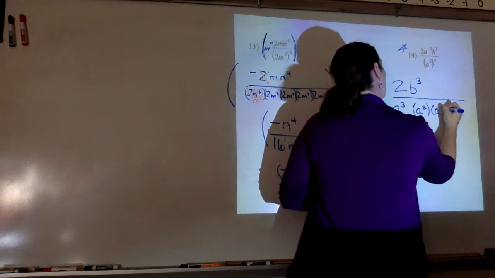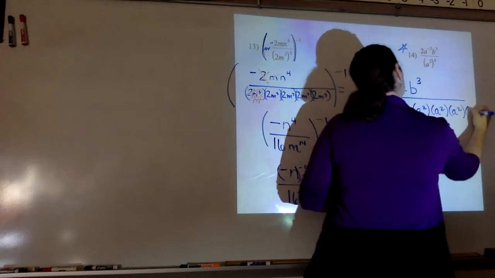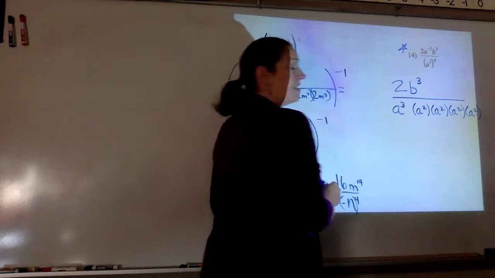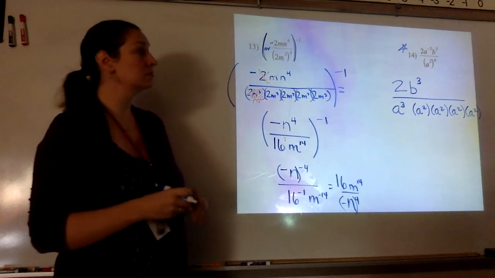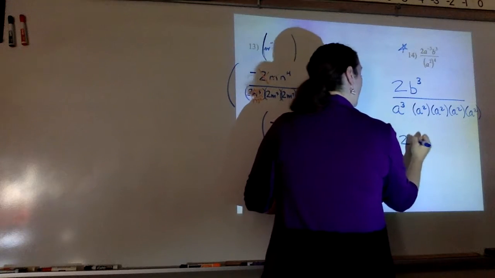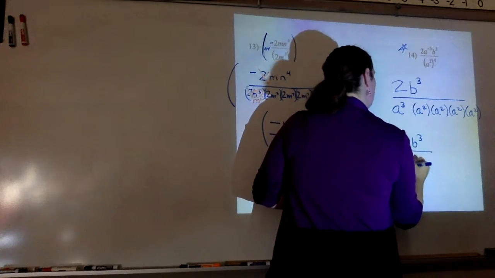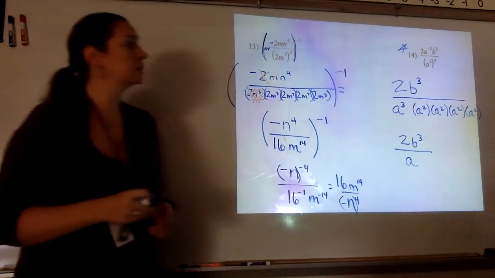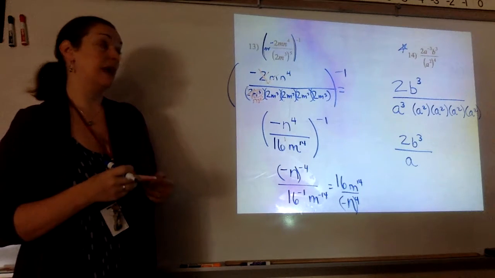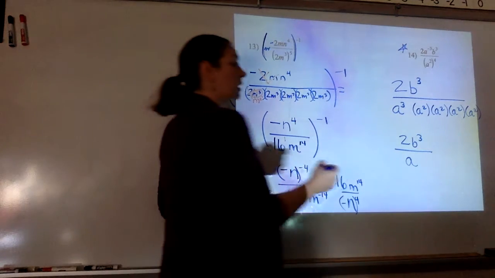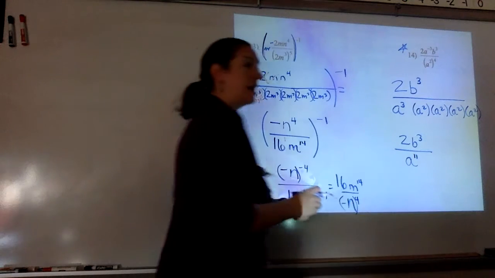4 of them. A squared, A squared, A squared. I don't see anything that cancels, do you? So up in my second floor, I have 2b to the third. How many a's do I have in the bottom? 8 plus 3 is 11. Final answer.